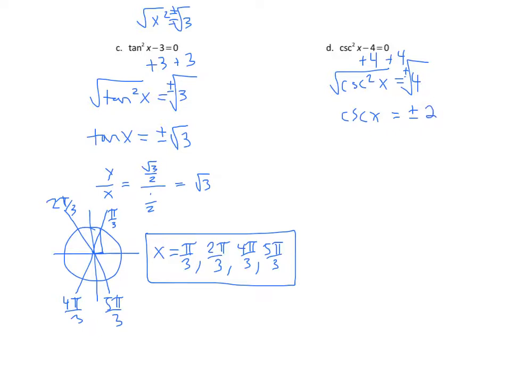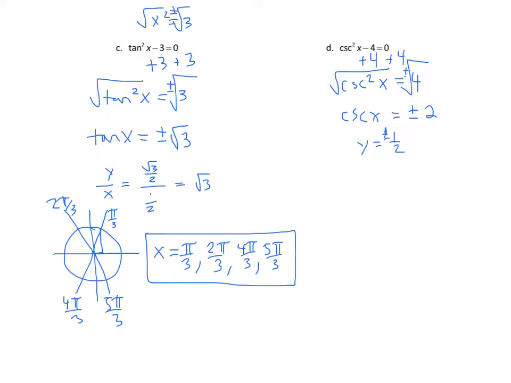Now, if cosecant x is plus or minus 2, remember cosecant is the reciprocal of sine. We're looking for the places where we have a y-coordinate of 1/2, because if I flip that, we get a cosecant value of 2, and it can be positive or negative 1/2.